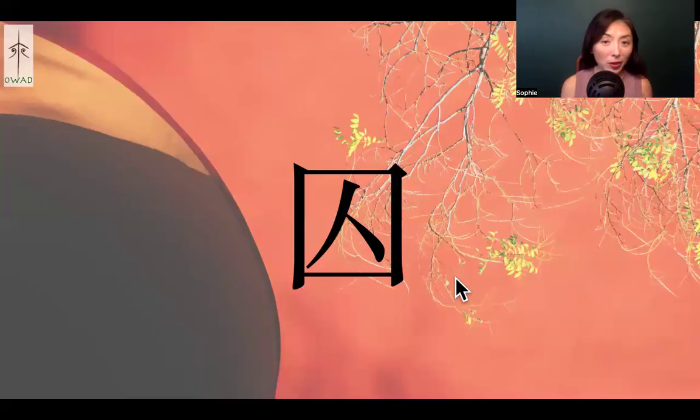Now, we started with mouth, which is just a rectangle or square, close enough to a square. Now we add two strokes in the middle. And if you know Chinese a little bit, we know that two strokes represent human or simply man.